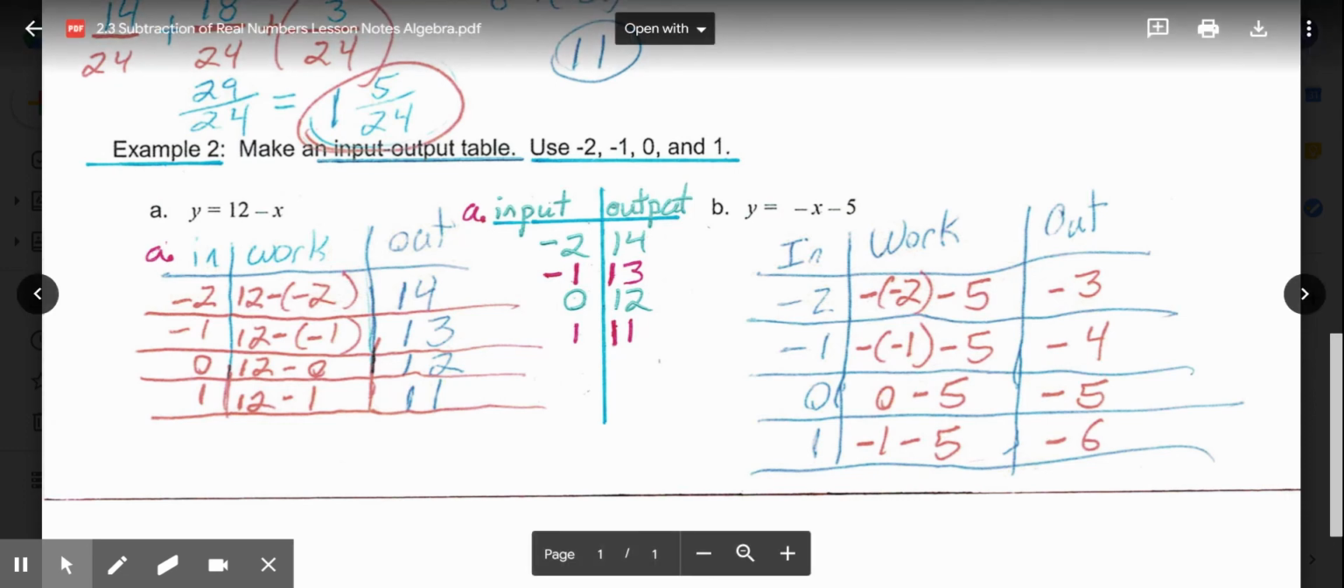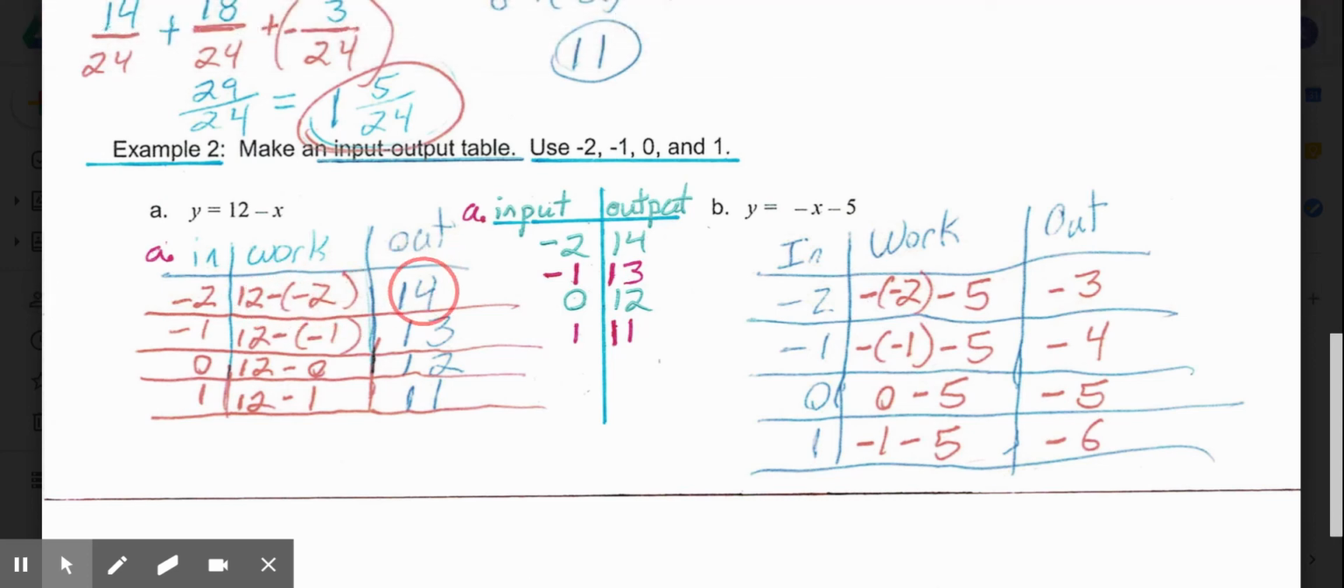So if we're ever given an equation with y and x, the inputs are always x, the outputs are always y. So in our input-output table, our inputs, they gave us -2, -1, 0, and 1. I'm going to substitute those in for x. So when we put in a -2, we end up with 12 minus a -2, which would be the same as 12 plus 2, giving us the output of 14.